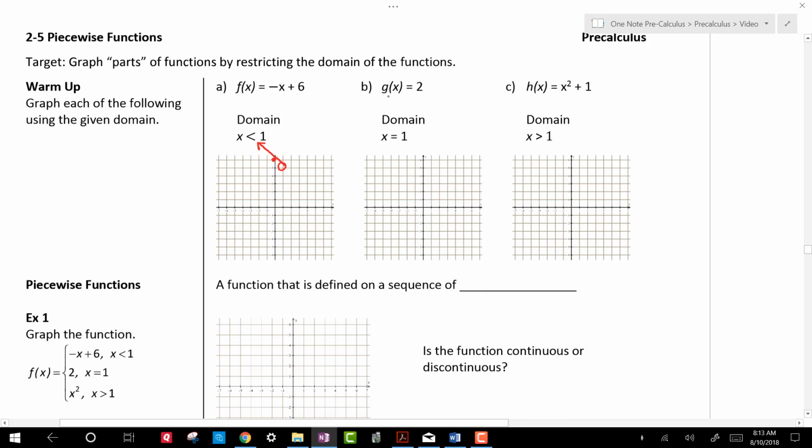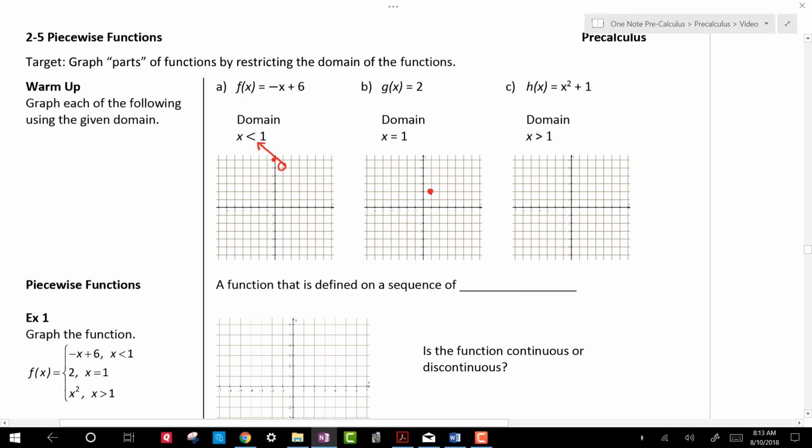My second one is g of x equals 2, and my domain is only the number 1. So what this means is you have a single point, 1, 2. That's it. That's all you get right there.